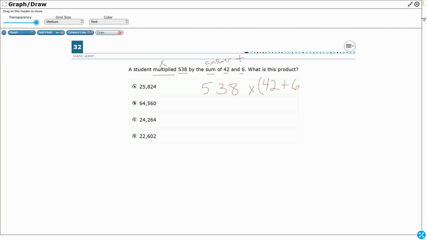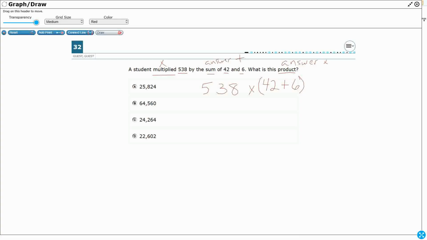We need to put some parentheses here, or else the order of operations would have us multiply 42 by 538 first. And then what is the product? This is just a fancy way to say what is the answer to a multiplication problem. So all this means is before we do any multiplication, we have to do basic addition. Addition doesn't even require any regrouping.